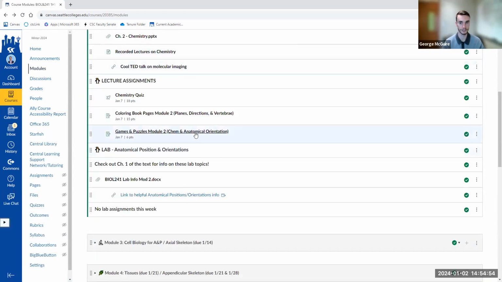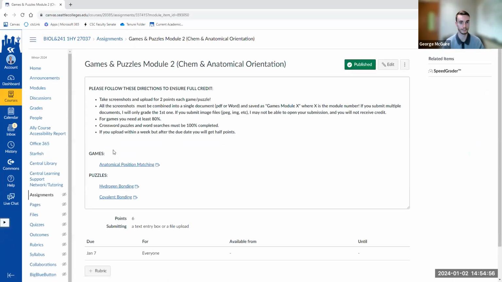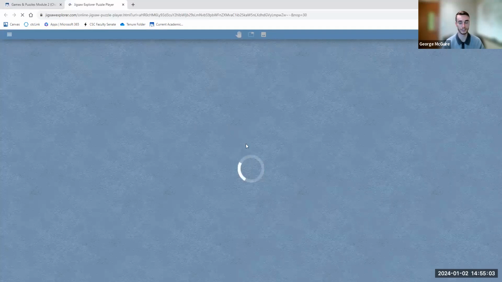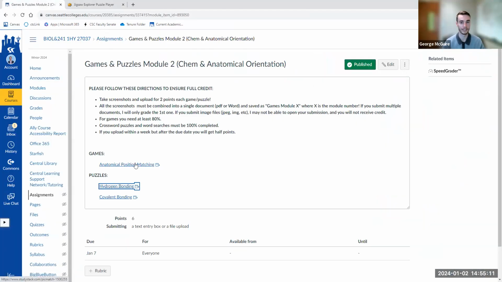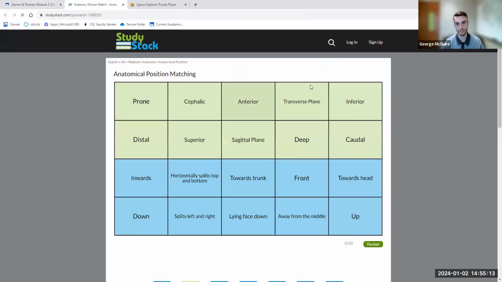And then the games and puzzles is a similar setup. Right? So for module 2, we have 1 game and 2 possible puzzles. The puzzles are really quick and easy. Usually it's literally a jigsaw puzzle like this, but it's just to get you to spend more time looking at this content and thinking about it. And then some of the games are a bit more involved.